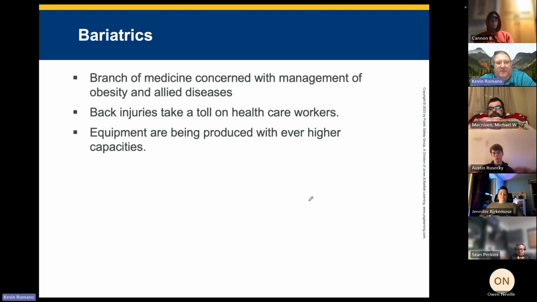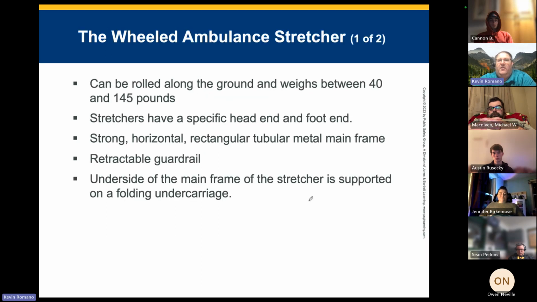All right. Enough of that noise. All right. So patient moving equipment. Wheeled ambulance stretchers can be rolled along the ground and weigh between 40 and 145 pounds. The more equipment on it, the more it weighs. Generally not taken up or down stairs. And I see this happen all the time, up and down stairs with stretchers. That's why they invented stair chairs. All right. Utilize them.